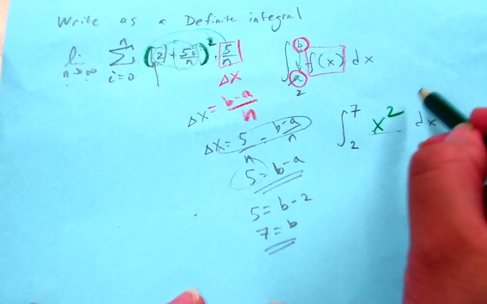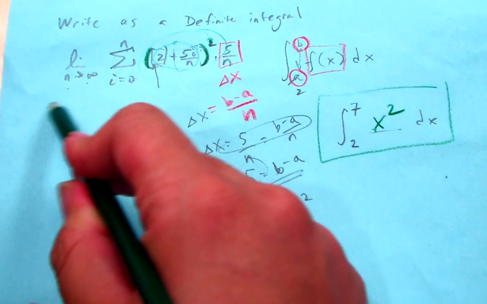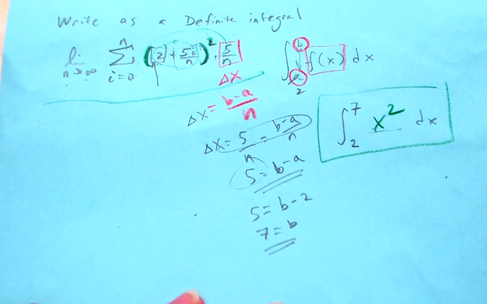And there you go. This is the definite integral formulation of this Riemann sum in sort of longhand form. Hope this helps.